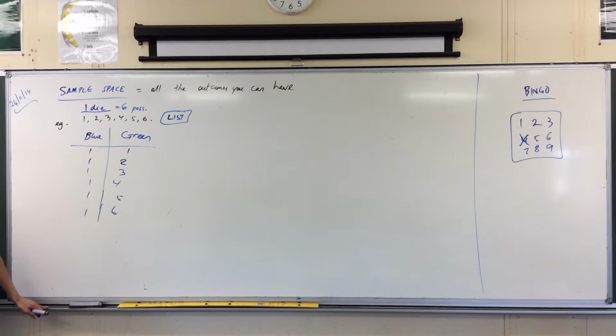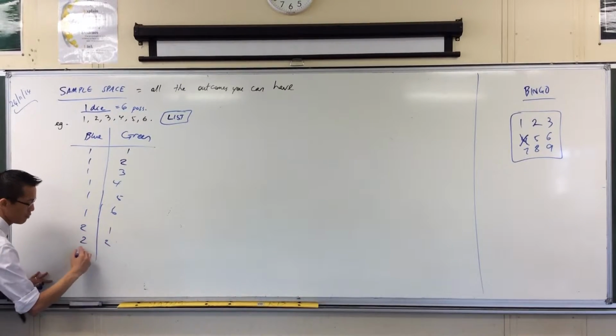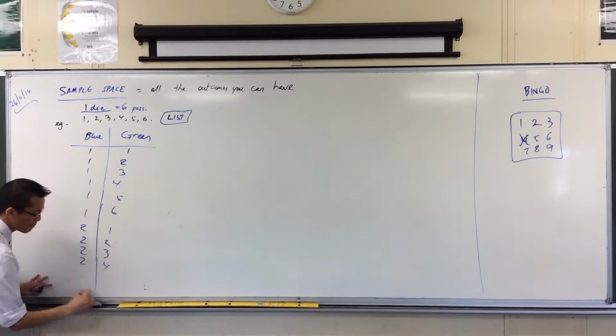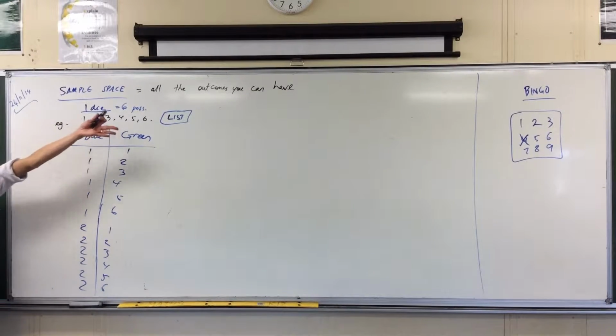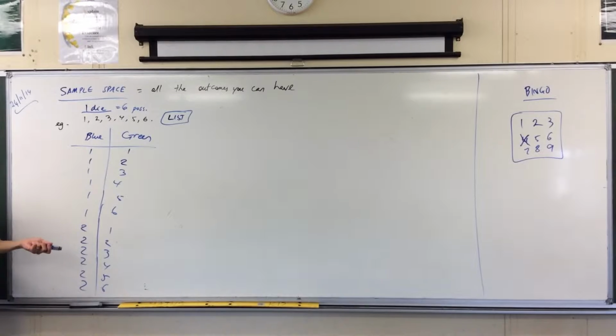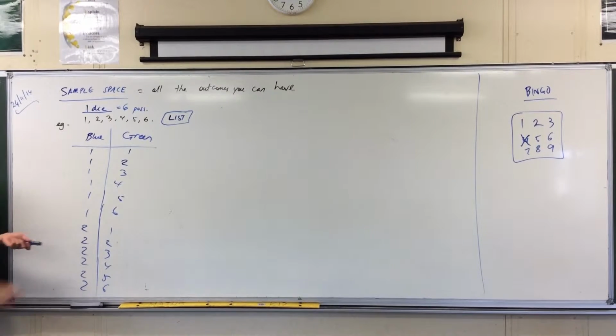So now what should I do to get more possibilities? Have a look at the blue one. Let's put a 2 there. And then I can keep going: 1, 2, 3, you get the idea. Now by the time I get to the end of this column, I've already got listed out 12 possibilities, but there's more. Look, I'm missing all of the 3s and 4s and 5s and 6s.